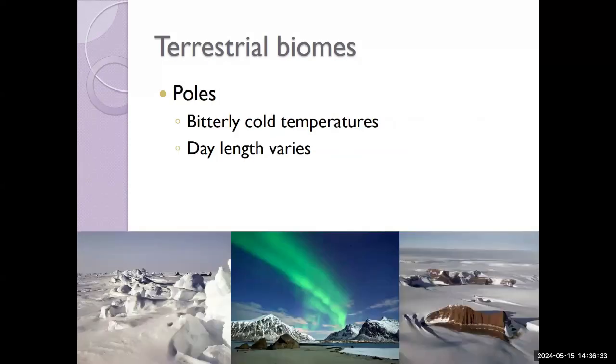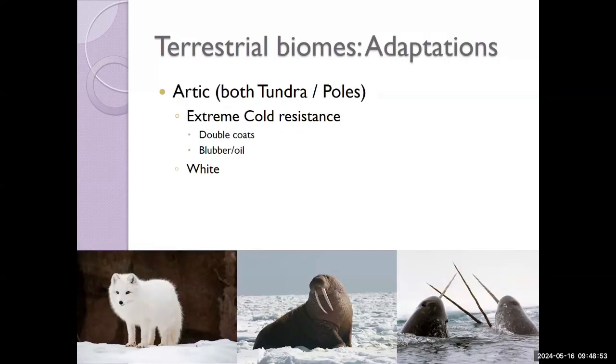Last but not least, we have the poles, which feature bitterly cold temperatures, and the day length can vary, resulting in months of daylight or months of straight darkness at the seasonal equinoxes. Animals here need extreme cold resistance. They often will have double coats. They'll exhibit blubber or have fatty oil layers to help insulate them, and traditionally they are white to help camouflage with the snowfall, which may or may not leave throughout the year. There are also tusks or enlarged teeth able to help them break through the ice during the most frigid winter seasons.